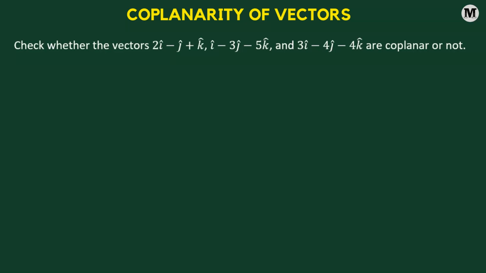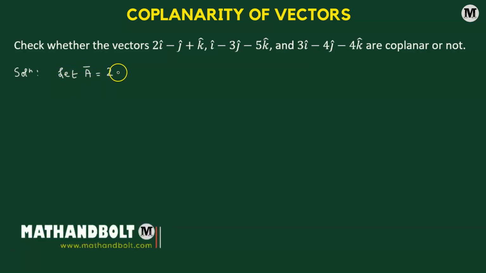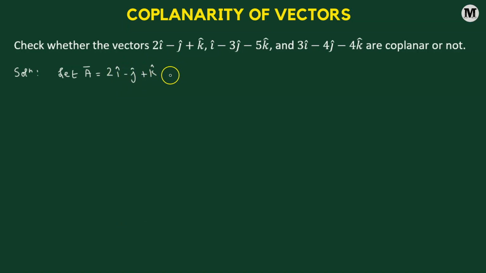In this problem, we need to check whether the following three vectors are coplanar or not. Okay, let us begin. First, we will suppose that vector A is represented by 2i cap minus j cap plus k cap. Then we're going to represent vector B with i cap minus 3j cap minus 5k cap. And vector C is going to be represented by 3i cap minus 4j cap minus 4k cap.